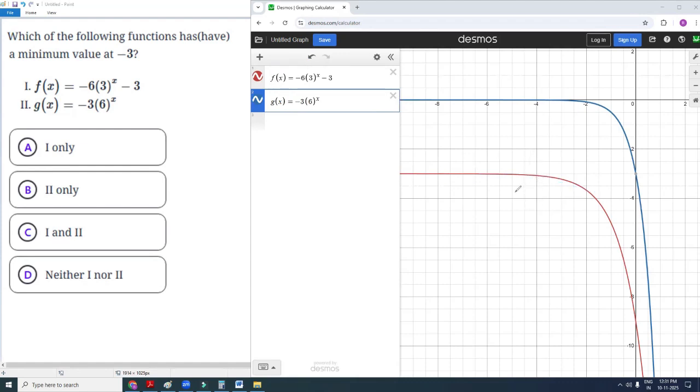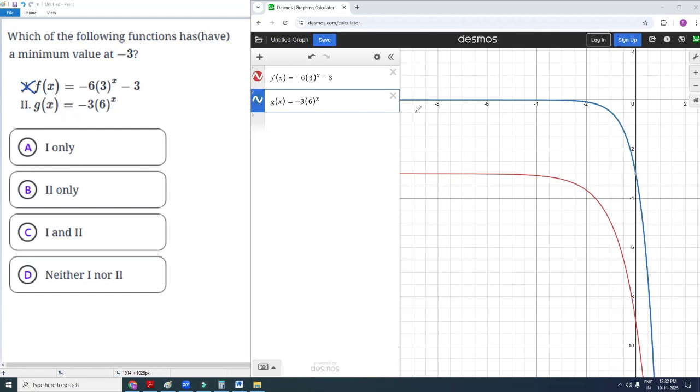Okay, when I look at the graph of the function f of x, its maximum value is negative 3. That's what we have over here. And when I look at the minimum value on the graph of the function f of x, it keeps going down. So there is no finite value as a minimum for the function f of x. So for the function f of x, this negative 3 cannot be the minimum value. So we can reject the first function.